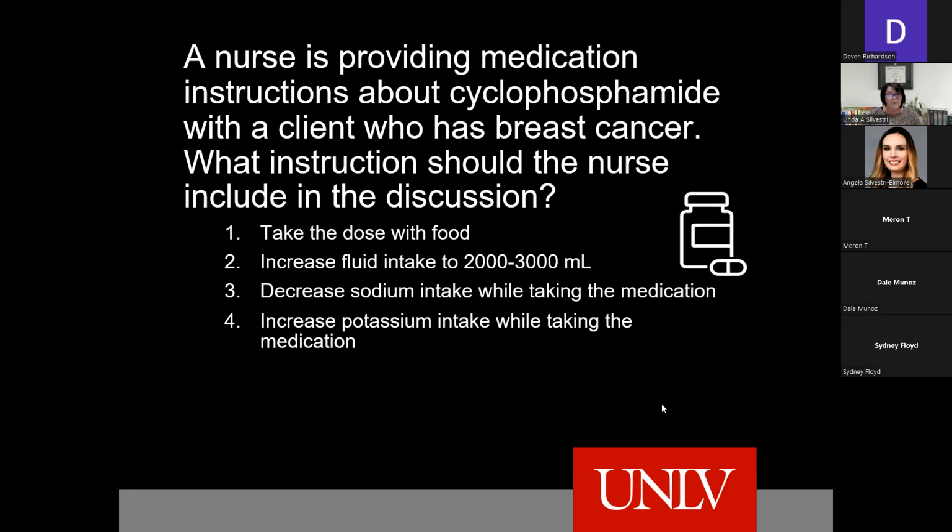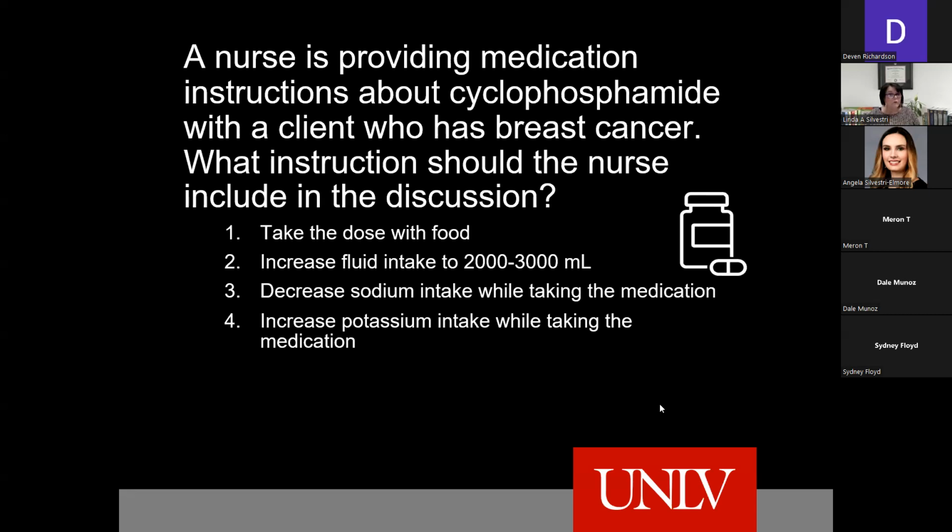Okay, most of you selected answer 2, and that is definitely the correct answer. What I'd like you to hook up in your mind with cyclophosphamide is that it can really cause problems, and specific to this drug is hemorrhagic cystitis. And so if you think of cystitis, what we tell patients to do is increase their fluid intake. So that is why option 2 is correct. So hook up cyclophosphamide with hemorrhagic cystitis, and that will help you answer the questions.